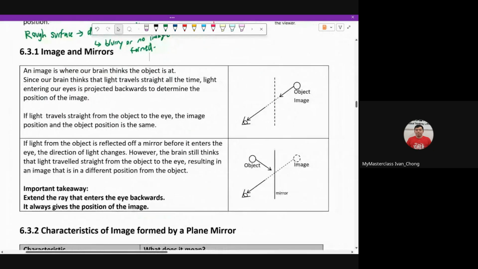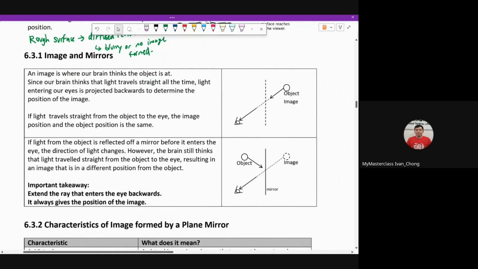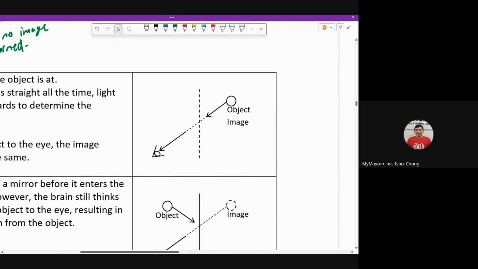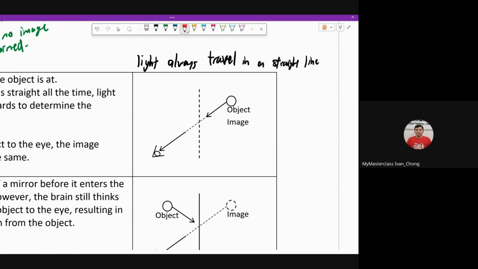Okay, so now, images and mirrors itself. Now, what exactly is an image? For example, if you are just staring at the computer screen, right? There is nothing between you and the computer screen itself. So what happens? Your light, remember, light always travels in a straight line. Okay? This is something that we learned, but it's always now from the image to the eye.